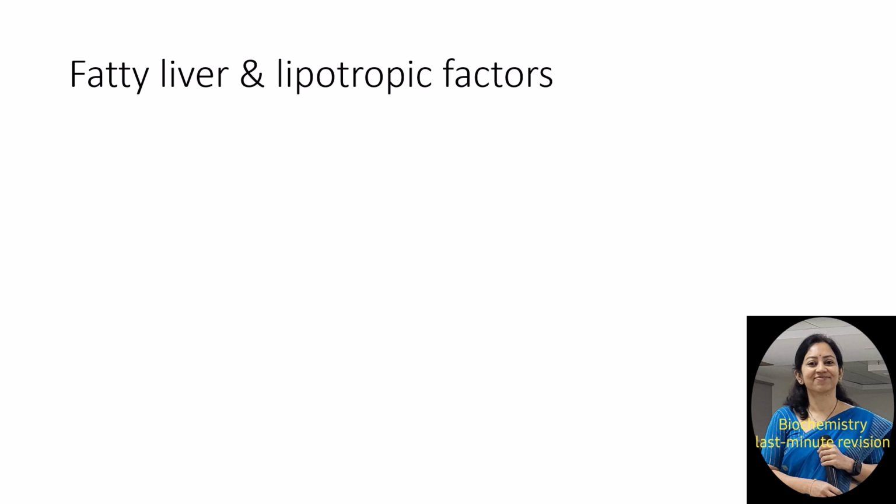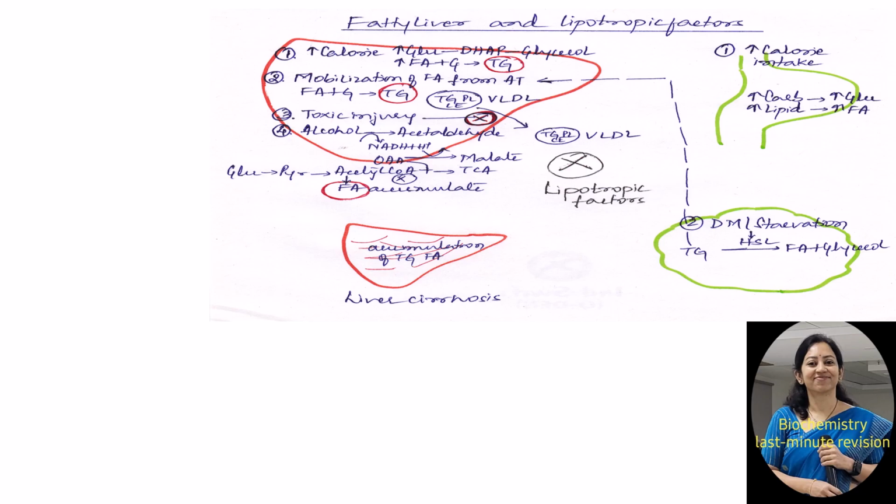Coming to the last topic of this video, fatty liver and its factors. Now what are the causes of fatty liver? The first important cause is excess calorie intake in the form of excess consumption of carbohydrate or excess consumption of lipids. With excess carbohydrate, the end product of glycolysis is pyruvate, and pyruvate gets converted to acetyl CoA. This acetyl CoA predisposes to de novo synthesis of triglycerides, and that is how the fats increase and fatty liver can occur.